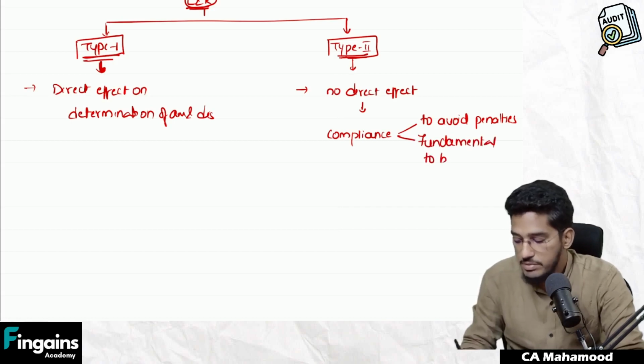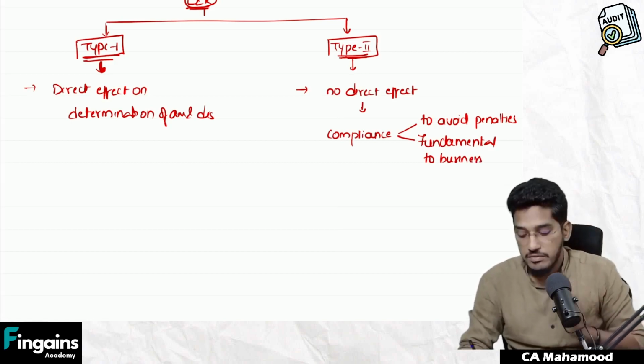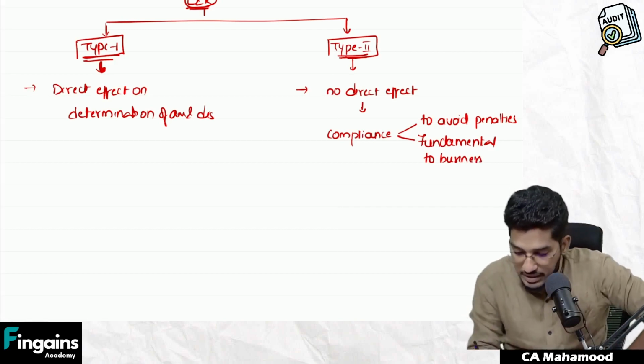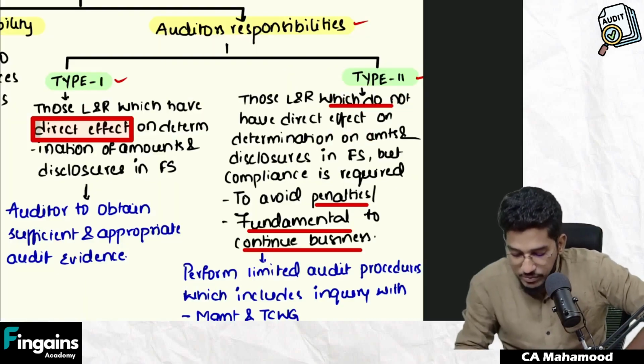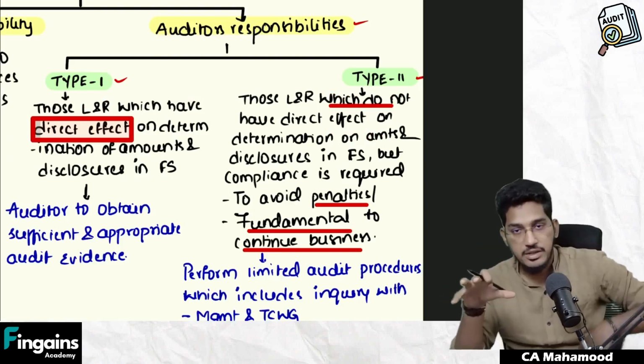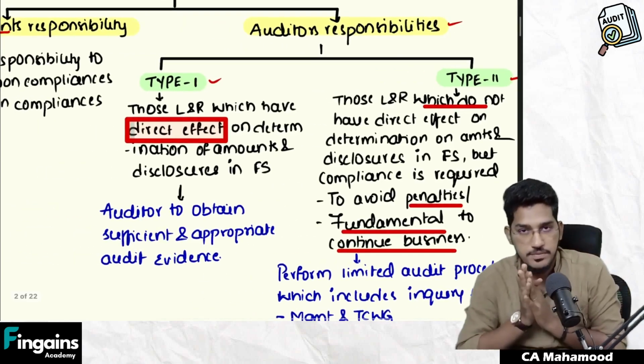If you want to continue the business, you have to comply with some laws, even though they don't have a direct effect on determination of amounts and disclosures, but if you don't comply with them, you have to close down your business. So that's what even they try to say here in the chart. Type 1, those laws and regulations which have a direct effect. They are going to directly impact your amounts and disclosures in the financial statements.